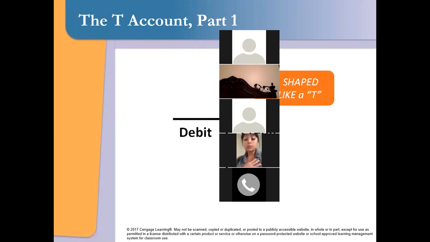Each one of those assets also represents an account. What do I mean by that? Well, we want to keep track of everything we have. We want to keep track of the value of our phone.